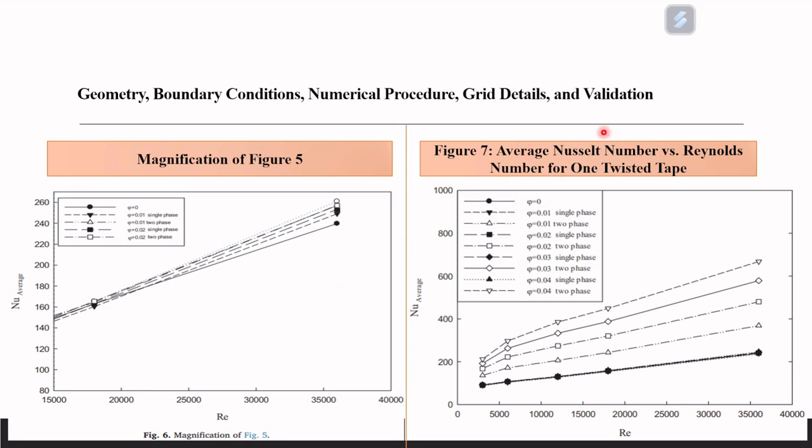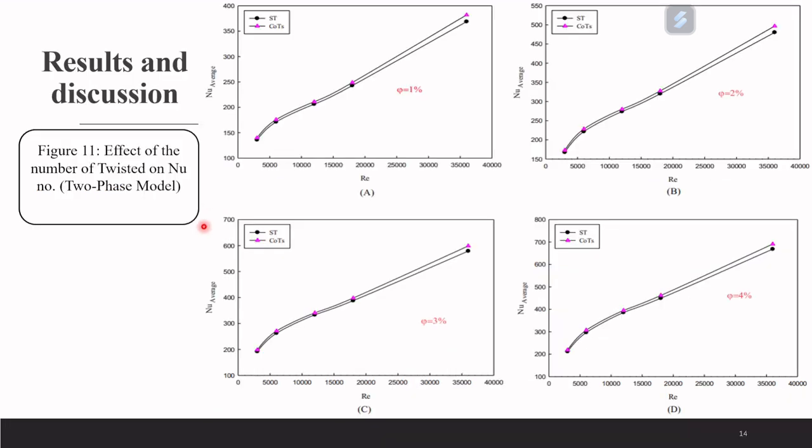In figure 7, we see the average Nusselt number versus the Reynolds number for one twisted tape. As the number of twisted tapes increases, the Nusselt number increases due to enhanced secondary flow and higher turbulence, improving convective heat transfer and leading to a better Nusselt number value.